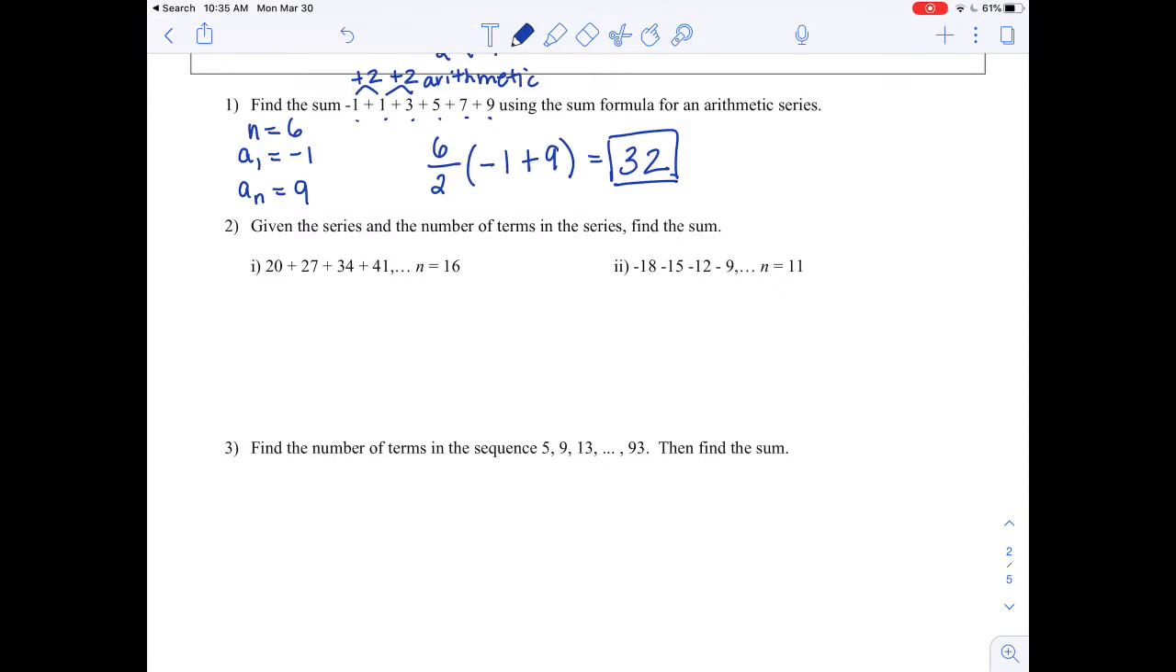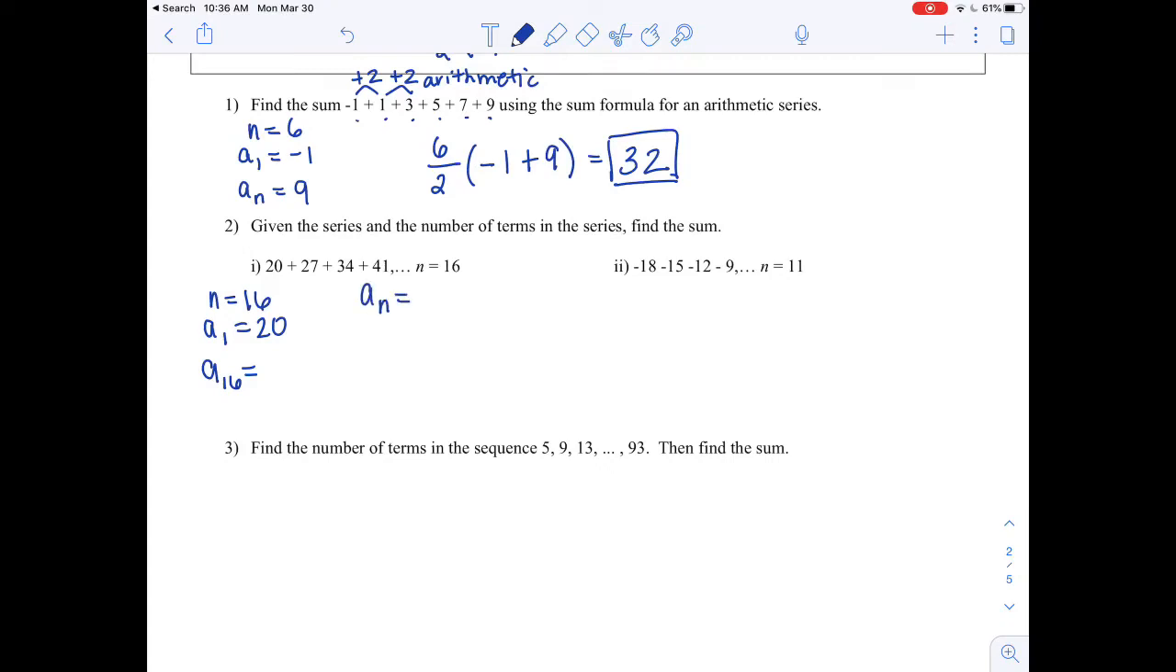Okay, so let's try a couple more examples with some different ways the information is presented. In question number 2, it says, given the series and the number of terms in the series, find the sum. So remember what we need. We need to know how many terms we have. Well, they thankfully give us that it's 16 in this case. We need the first term, which in this case is 20. This one's a little more complicated than the previous one because I need the 16th term to be able to get my last term in this situation. So I'm going to have to come up with an arithmetic rule to figure out the 16th term so I don't have to sit there and add up until I get to the 16th one.